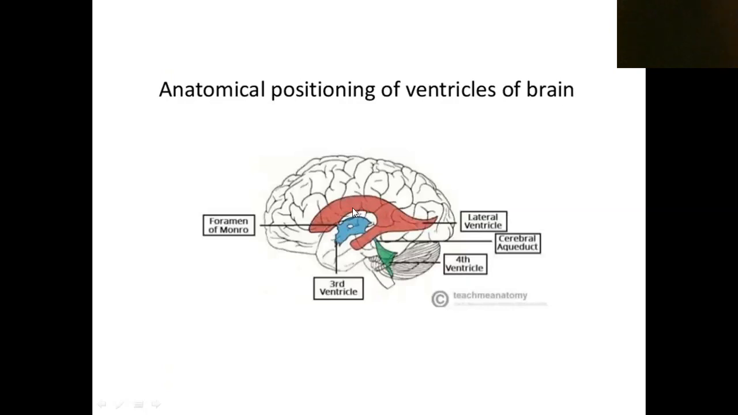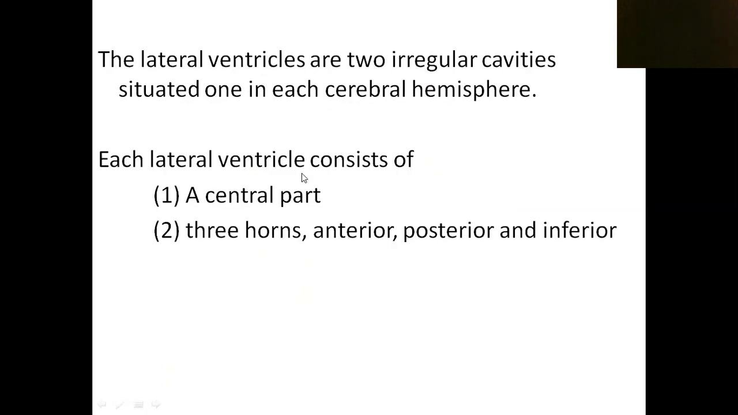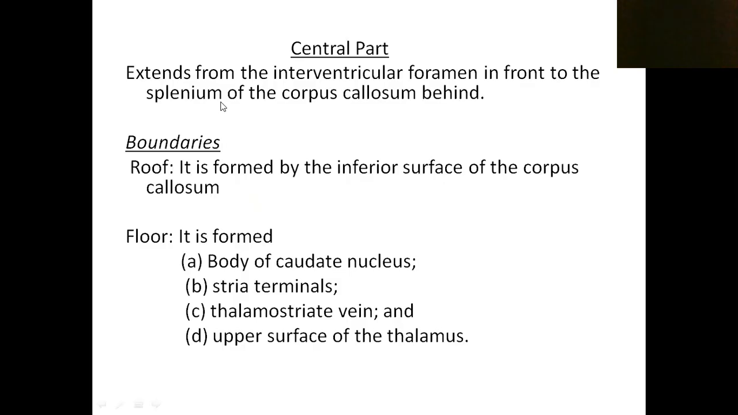See here in this image. This is the anterior horn, this area. Then comes the central part, then inferior horn and posterior horn. So these are the parts of the lateral ventricle. So the introduction point is clear. What is meant by lateral ventricle? What are the parts of the lateral ventricle? Now we are going to see the details of these parts.